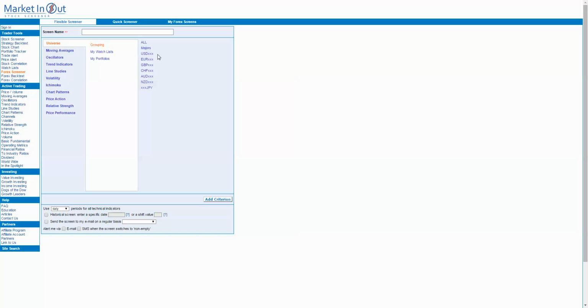You can specify what types of pairs, whether all or just the majors, dollar pairs, etc. And you can also say a portfolio. That feature is definitely only available for subscribers.